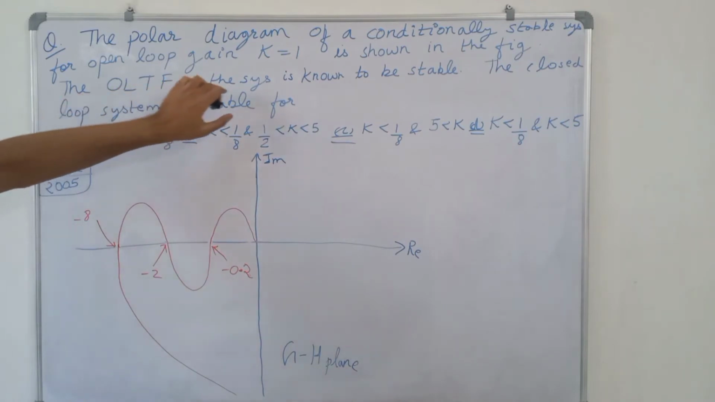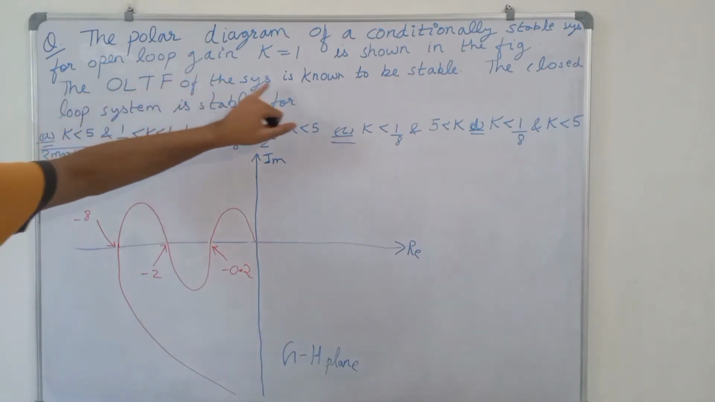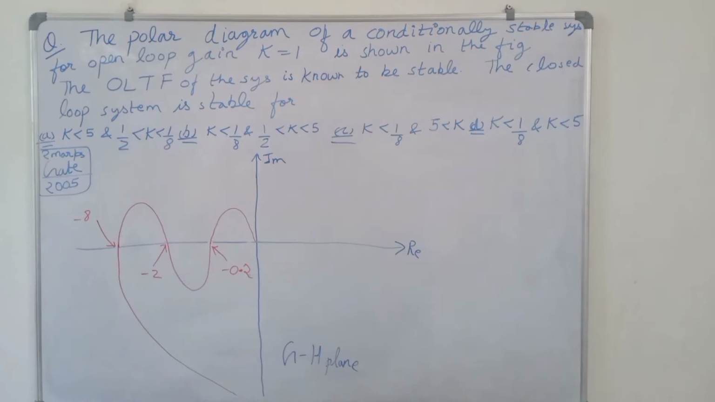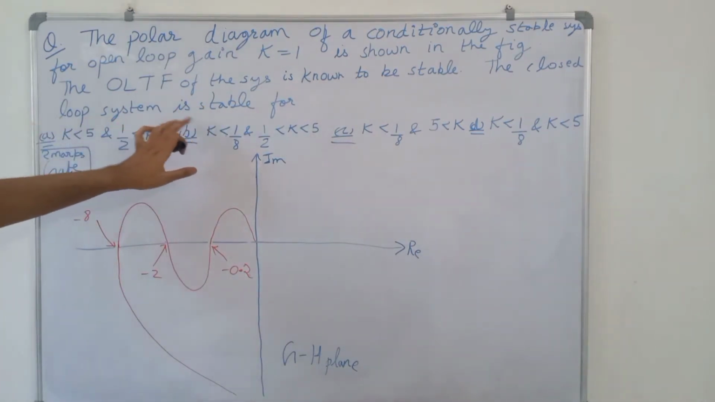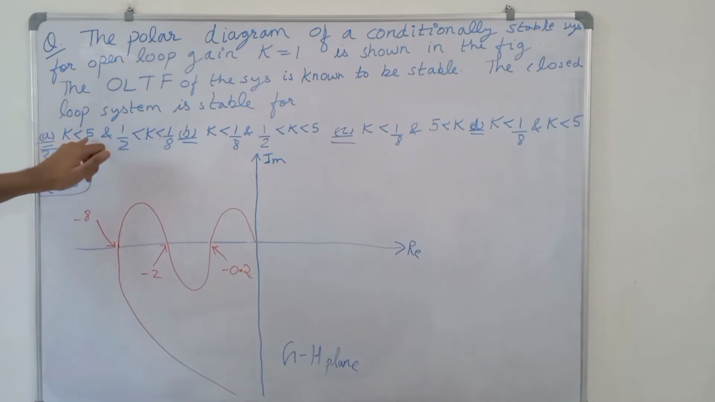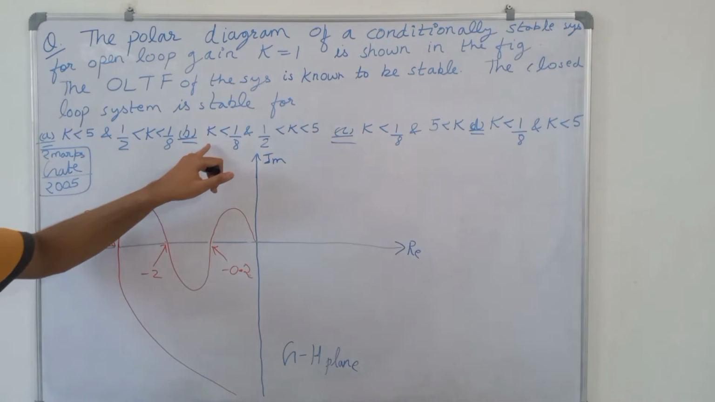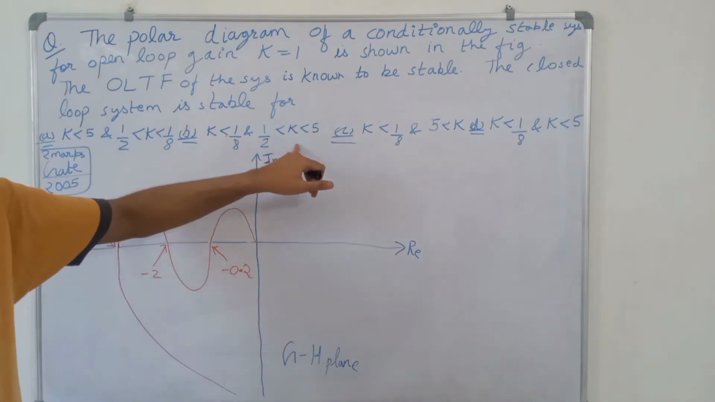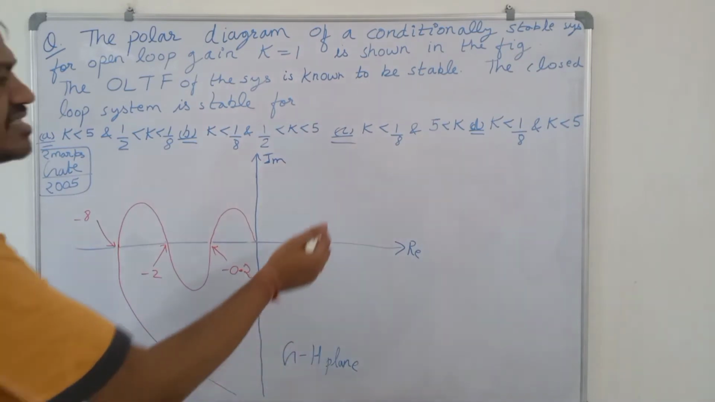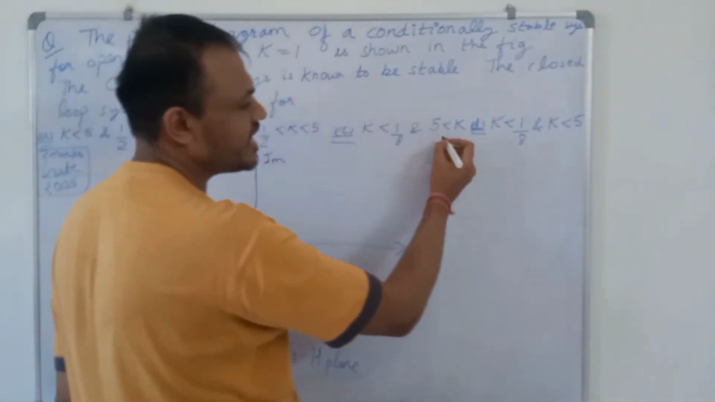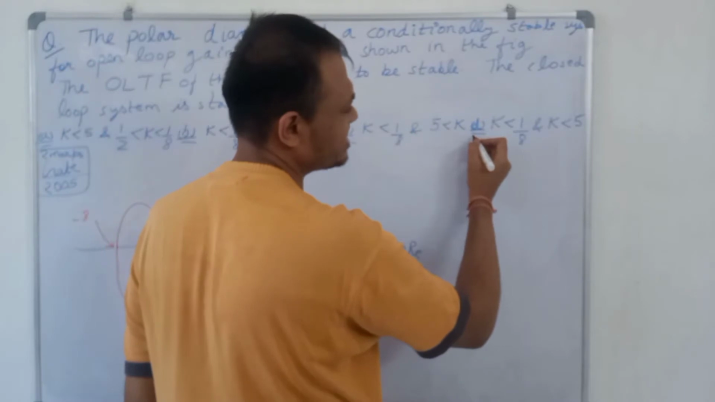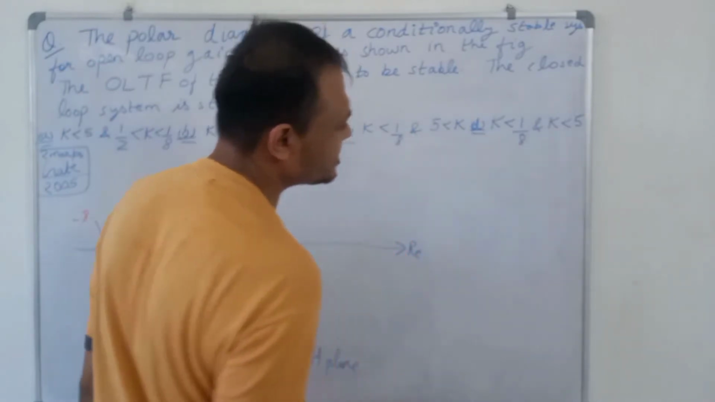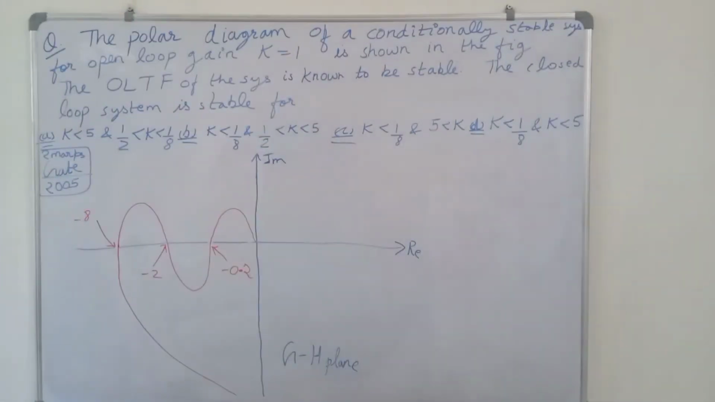Now the OLTF, open loop transfer function, of the system is known to be stable. So we have to find the condition for the closed loop system to be stable. The options are: a, k is less than 5 and 1 upon 2 is less than k is less than 1 upon 8; b, k is less than 1 upon 8 and 1 upon 2 is less than k is less than 5; c, k is less than 1 upon 8 and 5 is less than k; and d, k is less than 1 upon 8 and k is less than 5.